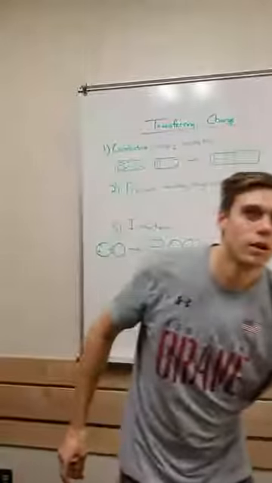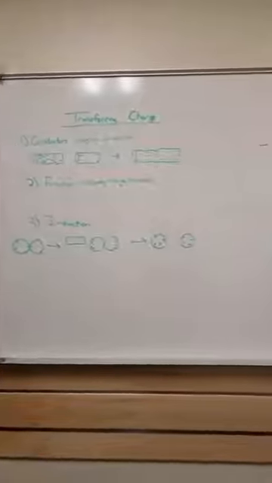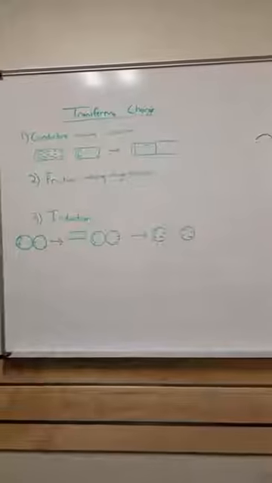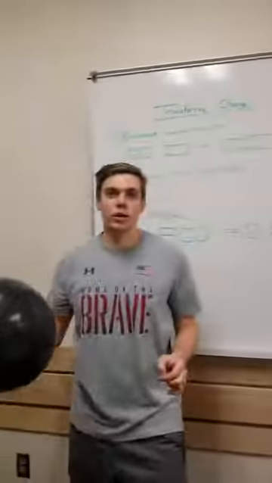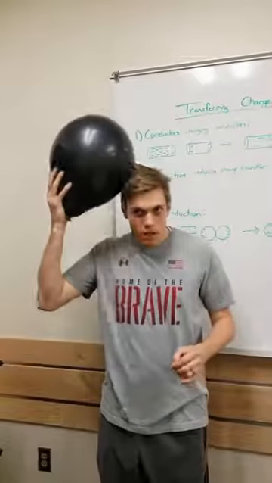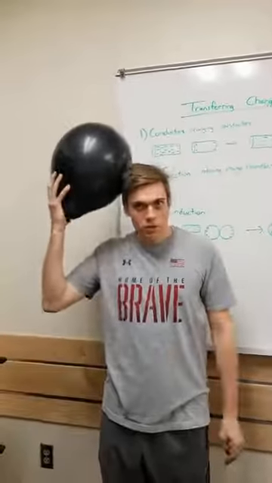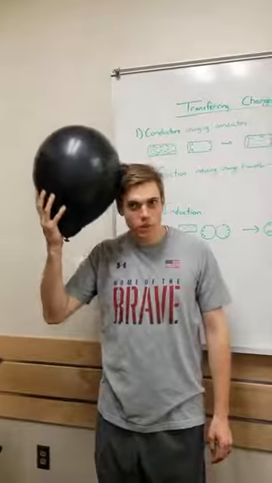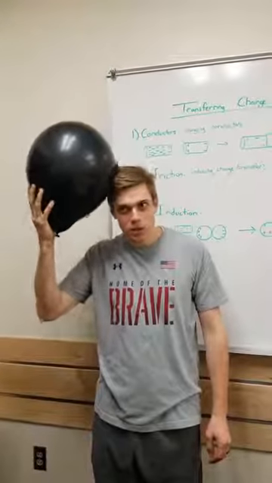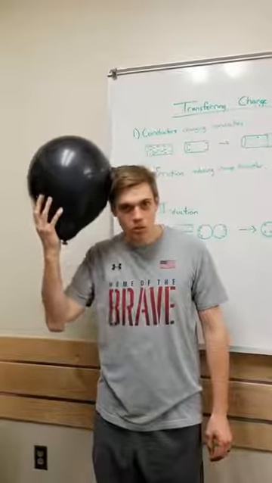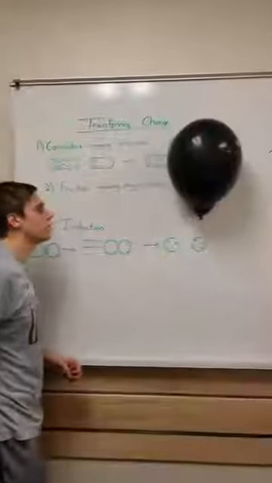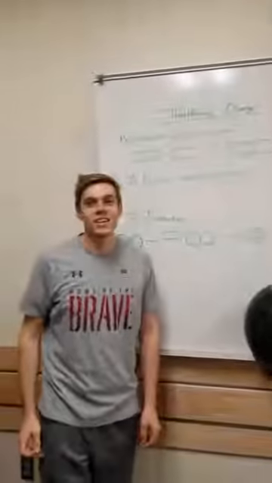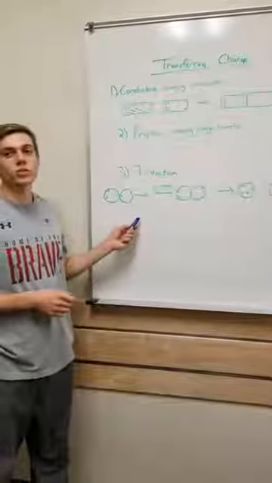As my hair rubs against this balloon, charge is transferred from my hair to the balloon. And now, since the balloon has a net charge, it can be attracted to a neutral object, such as a wall or a board, as you see here. A net charge on a conductor can be induced.